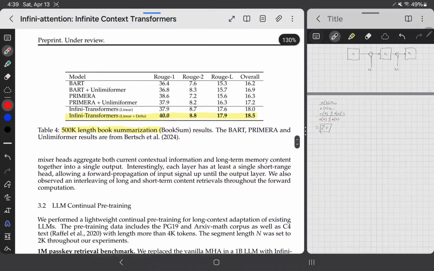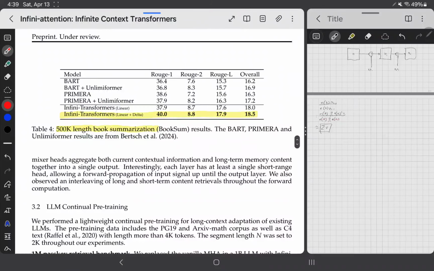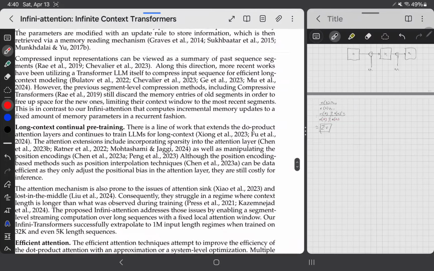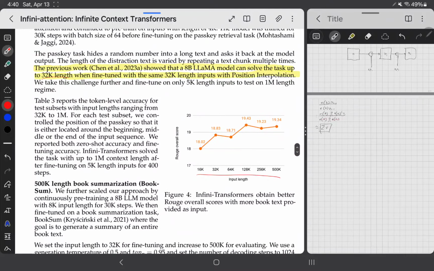They also do this benchmark here of summarization. If you have 500,000 words, they want the model to summarize, and it does well on the benchmark as well, showing that it does well on really long contexts. They also have a benchmark, I think, where you have a bunch of text and a password somewhere in the text, and the model has to recall that password, and it does well on that given a large input length. So for the few tasks that they show, it does really well for this infinite context length.